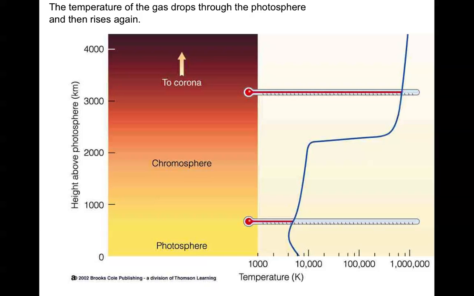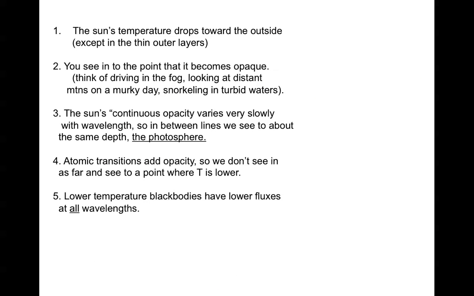So how do we go about forming these absorption lines that we see? This I don't have a good illustration for, but let me walk you through the process. The Sun's temperature drops towards the outside to the photosphere steadily, and then from the photosphere up continues to drop a little bit and then starts to rise again. When you look at the Sun, you see into the point where it becomes opaque.